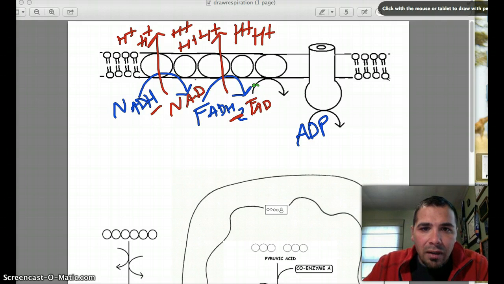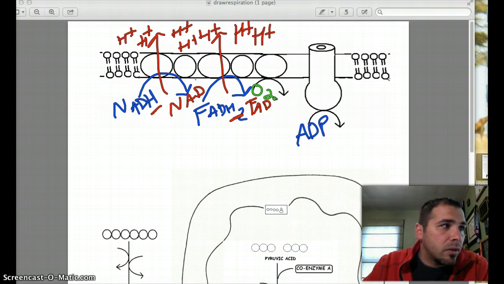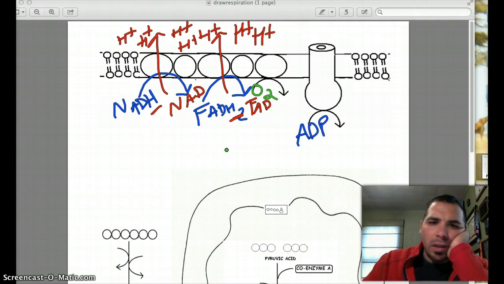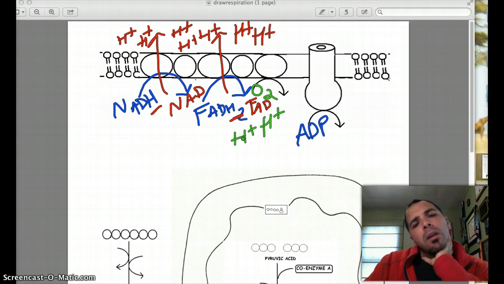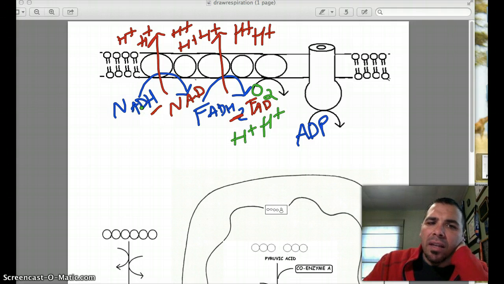because this is oxygen. There's some O2 there. But we also have hydrogens out here, by the way. So what happens is NADH will donate hydrogens, become NAD. FADH2 will donate hydrogens, become FAD. So now you've got a bunch of hydrogens up here. You're forming your concentration gradient.